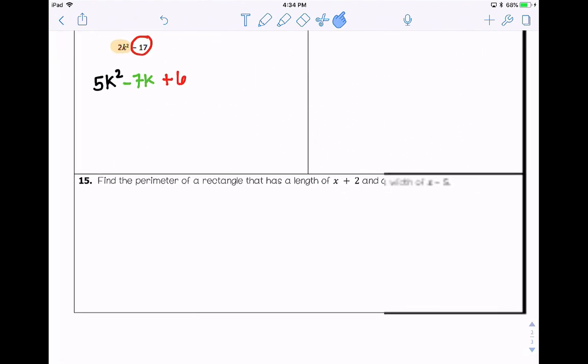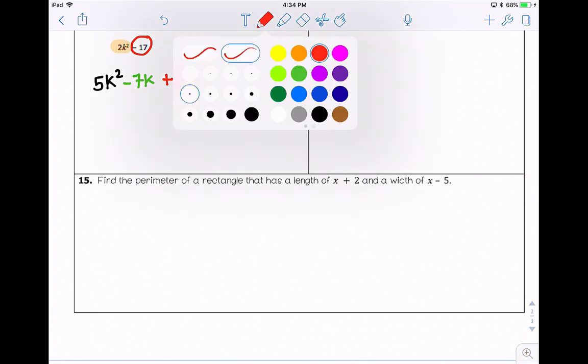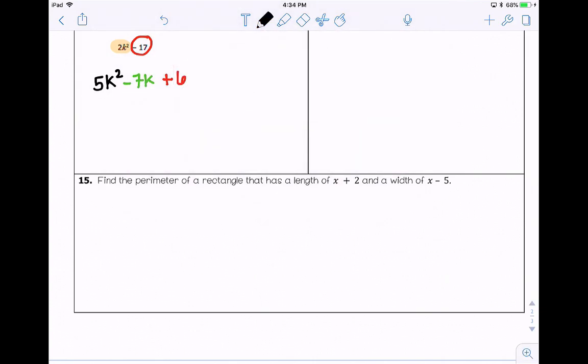All right, last odd. So this is more of just a word problem. Still goes with a picture. I would definitely draw it. It says, find the perimeter of a rectangle that has a length of x plus 2 and a width of x minus 5. So the first thing I'm going to do is I'm just going to draw a little picture here. So I have a rectangle. Okay, and my rectangle has a length of x plus 2 and a width of x minus 5.